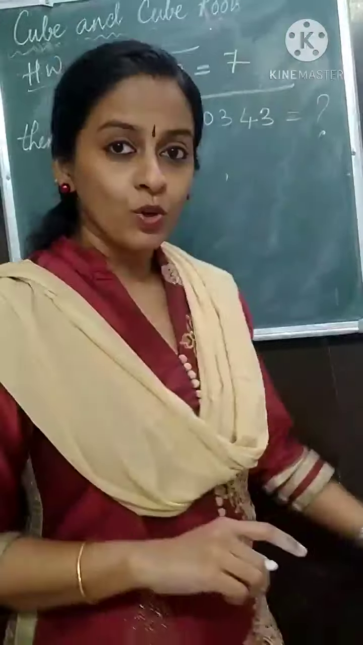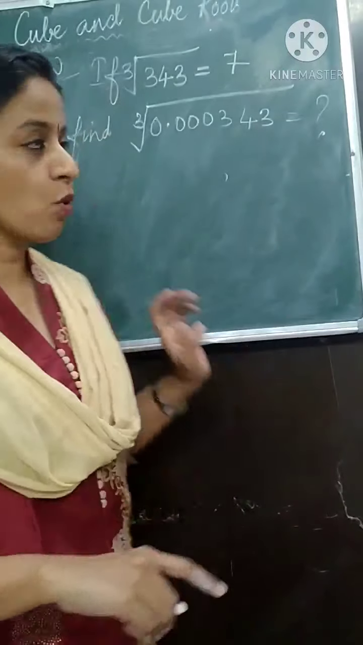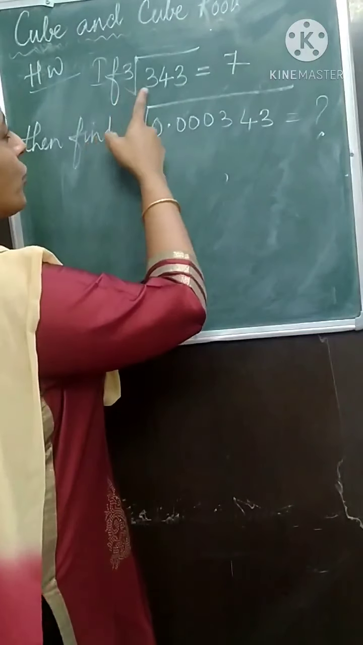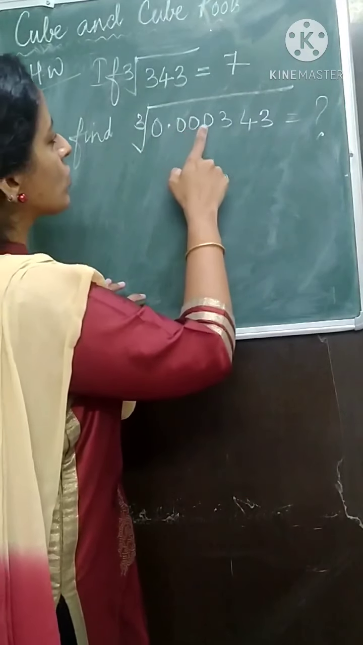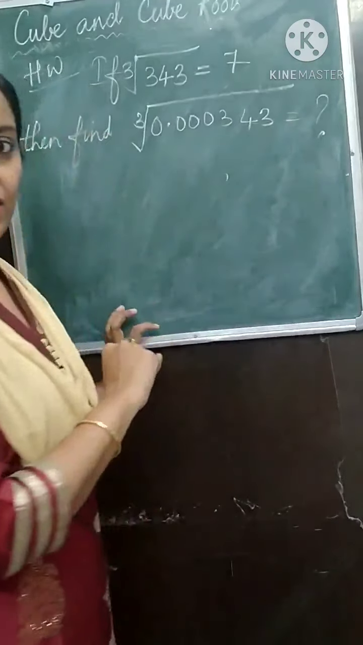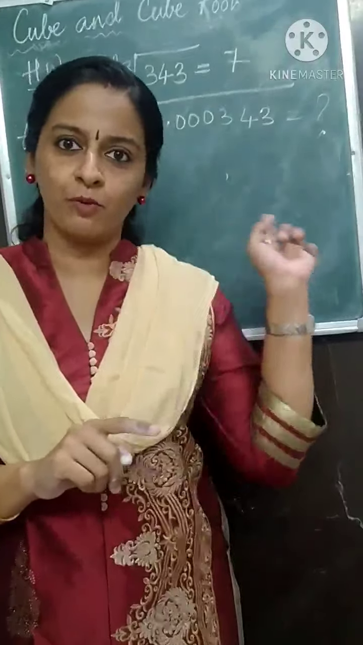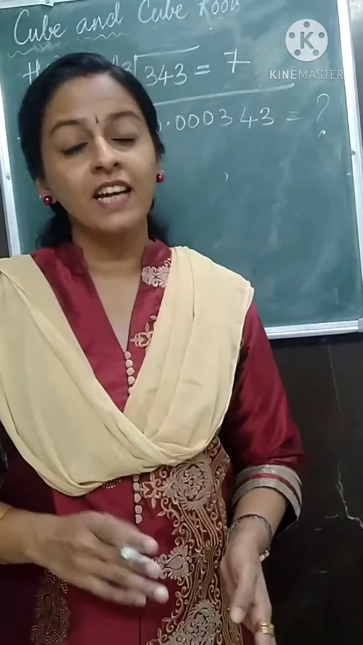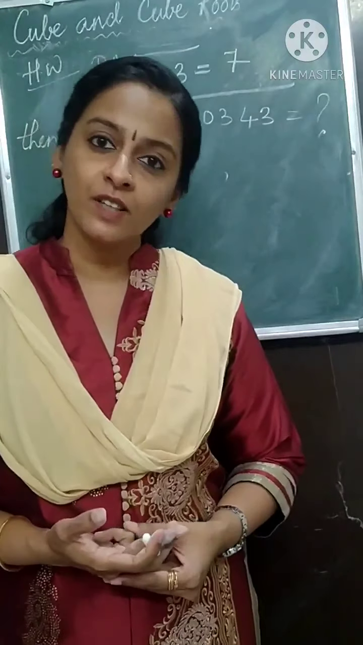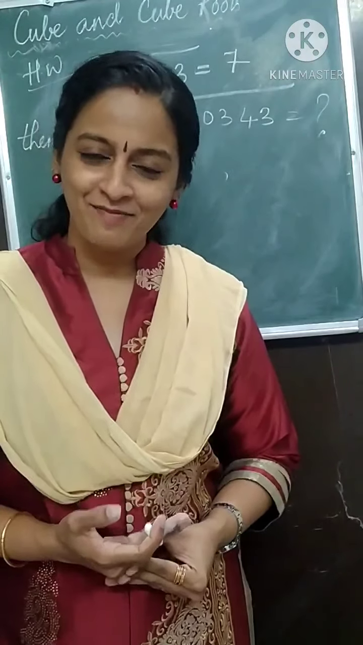Is it fine? So now I am giving you one sum as homework. Cube root of 343 is 7. Then find the cube root of 0.000343. Based on the previous sum, you will solve this as homework. So my dear students, we have completed the chapter. In the next class, we will start with the new chapter. Till then, bye.